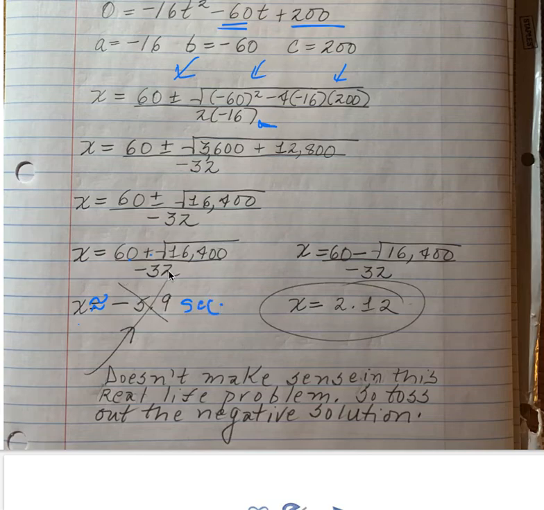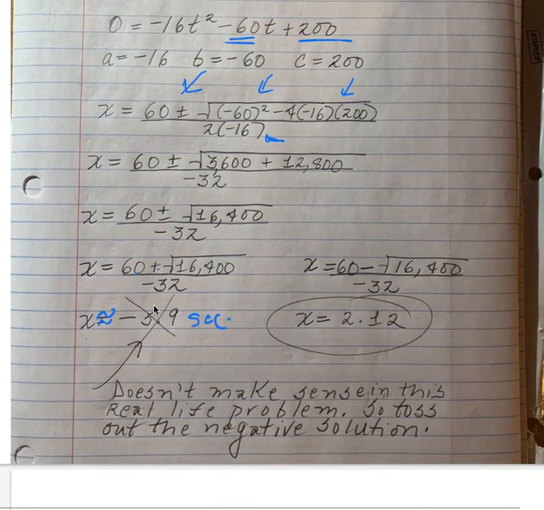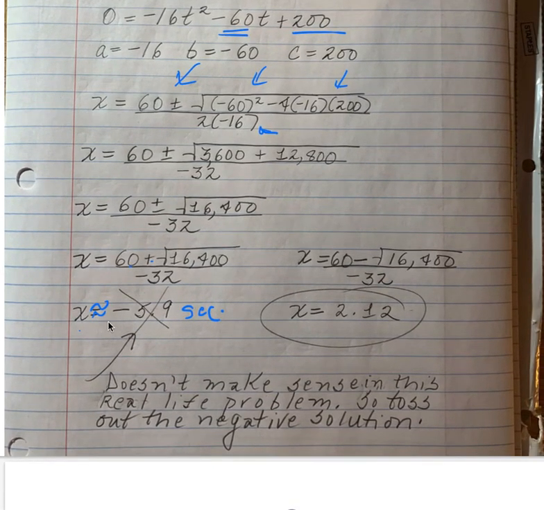And again, it doesn't make sense in the real life situation. So even though the algebra is correct and the answer is technically correct, we discard it, because it doesn't make sense in real life. So then the second solution is going to be 60 minus all this, and I'm going to end up with a negative over a negative, which is going to give me a positive. So I'll end up with x is approximately 2.12 seconds. So that's the answer I'm going to keep.